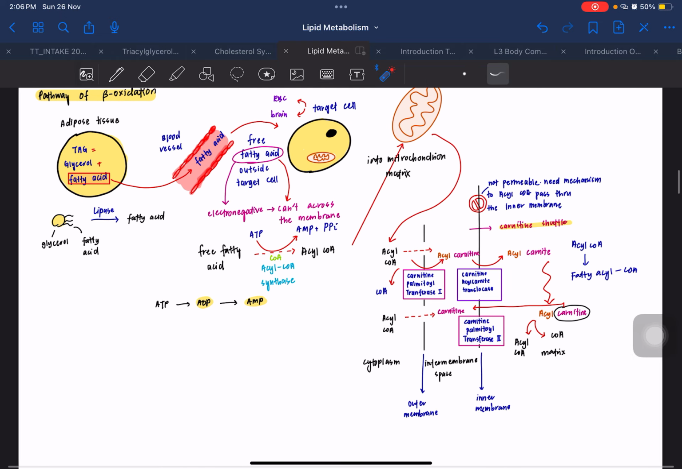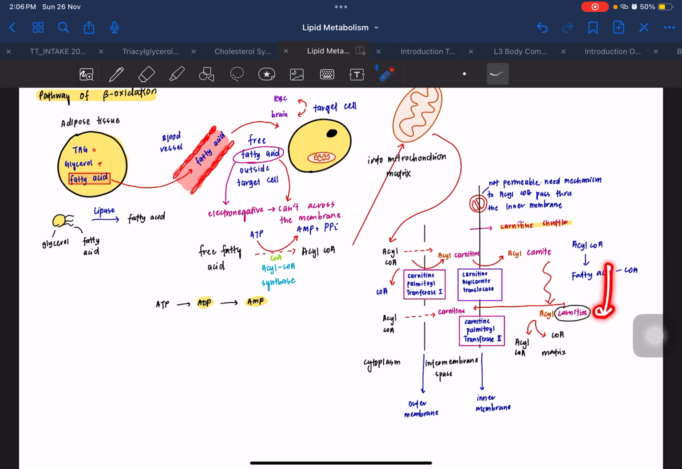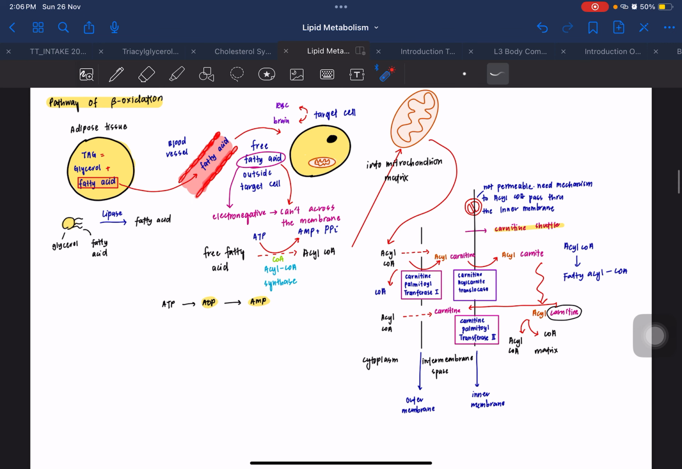That is the pathway of fatty acyl CoA, and then fatty acyl CoA ni dia akan go to the beta oxidation. Nanti I akan extend in the next video. Okay, that's it. Thank you.